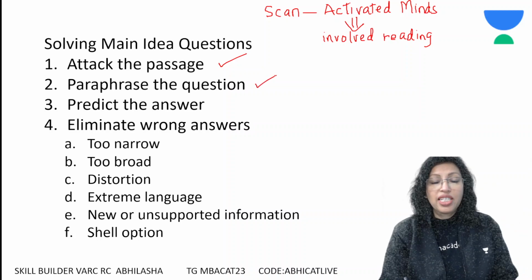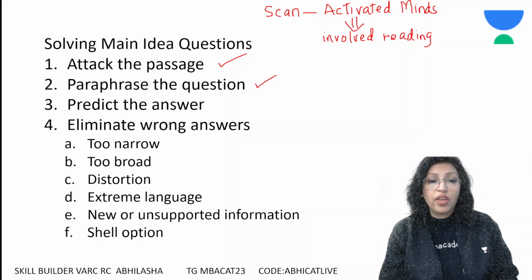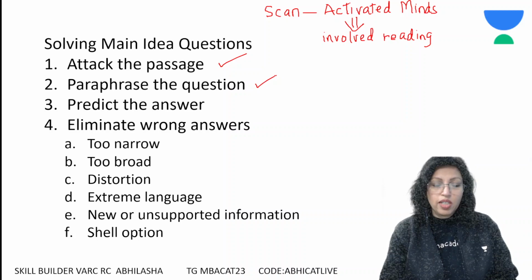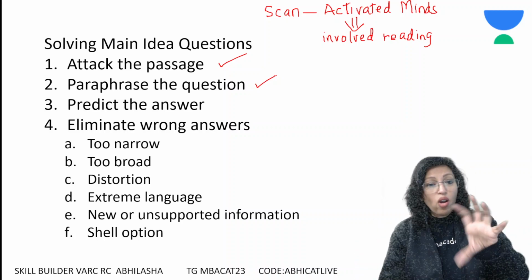Number two, paraphrase the question and explain it to yourself that this is what the writer is asking me to do. I've already explained the various types of questions that you could find. So all of those types of questions, pay attention and activate your mind and paraphrase the question along with the options.